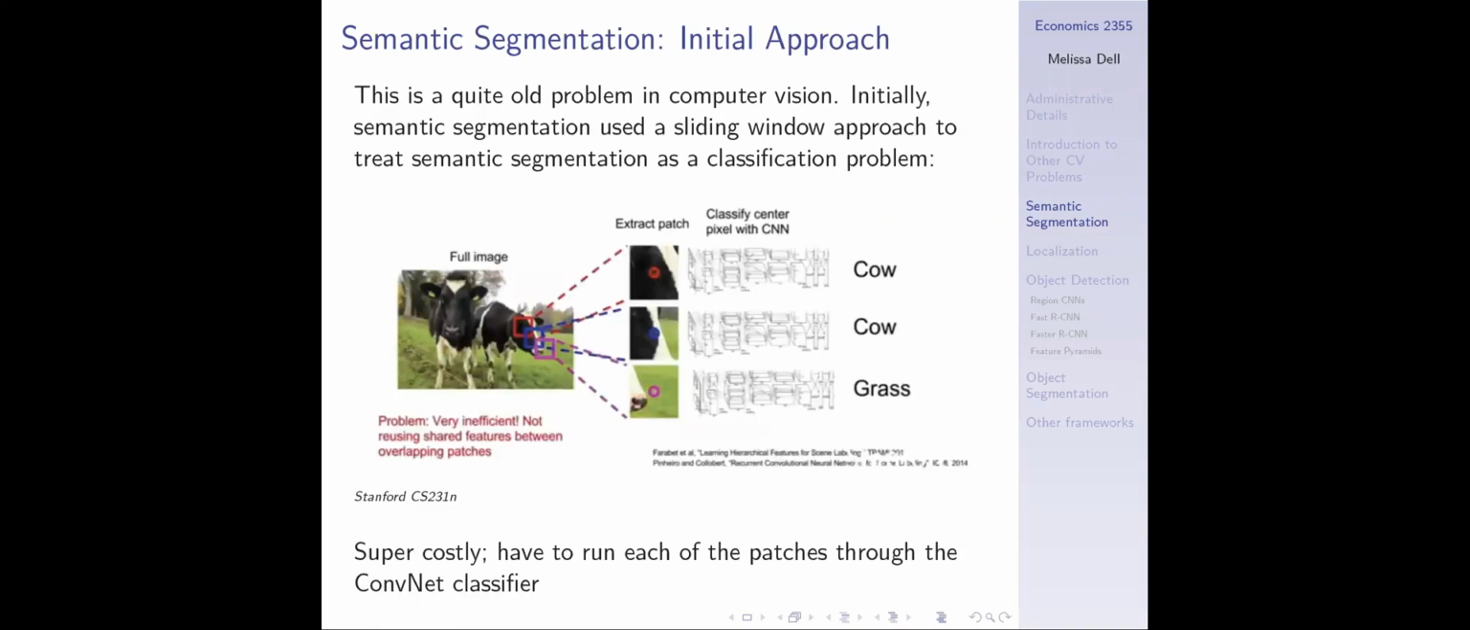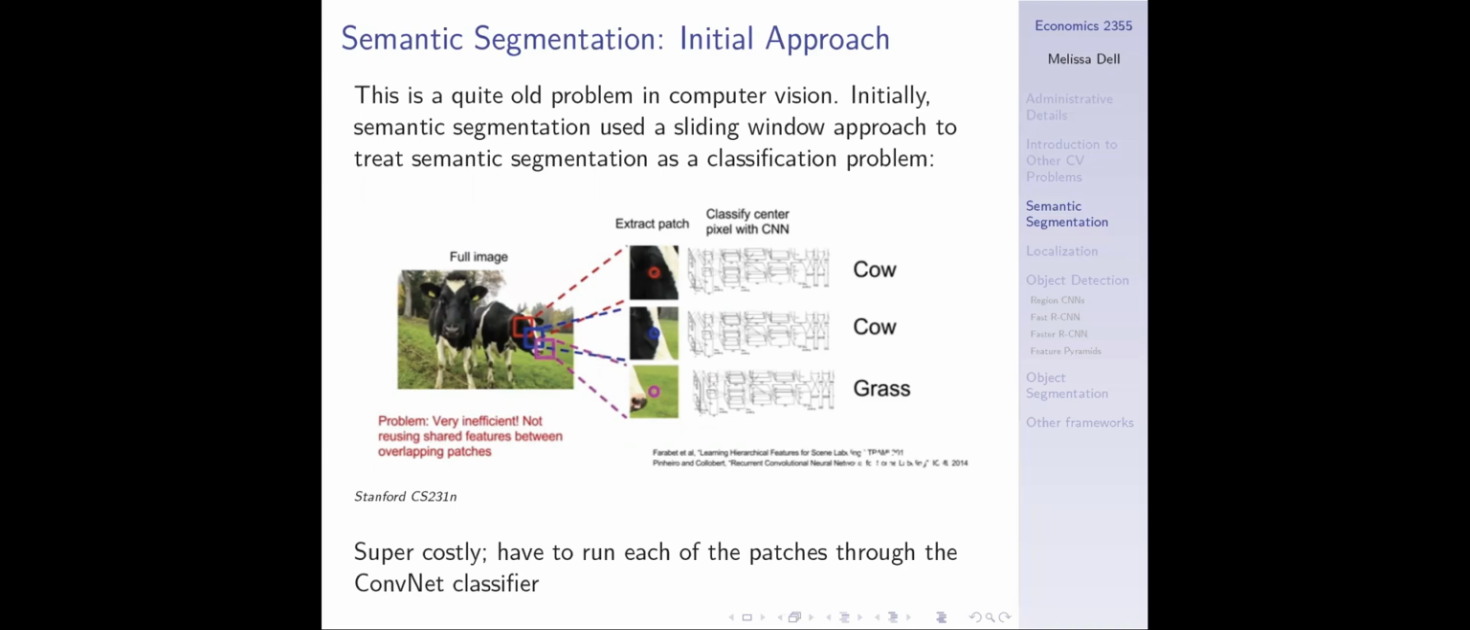Okay, so instance segmentation is actually a pretty old problem in computer vision. Old means people were working on it before deep learning. And so initially, even early in the deep learning days, what people did was to use an approach that's called a sliding window approach. And they just treat it like a classification problem with these sliding windows.